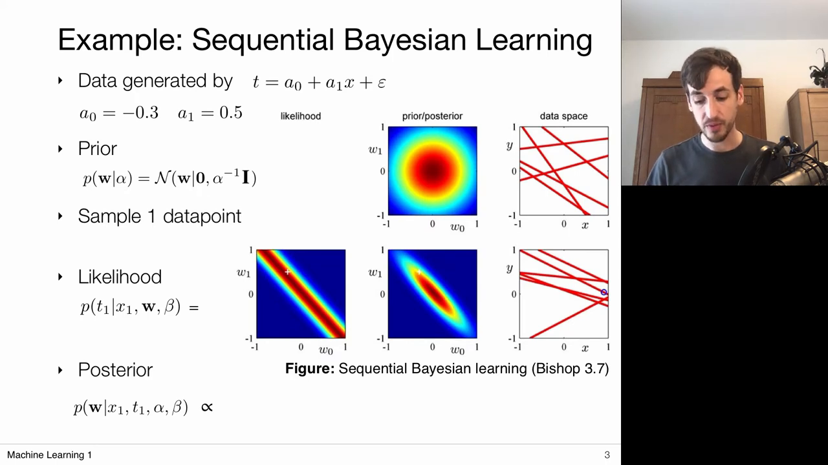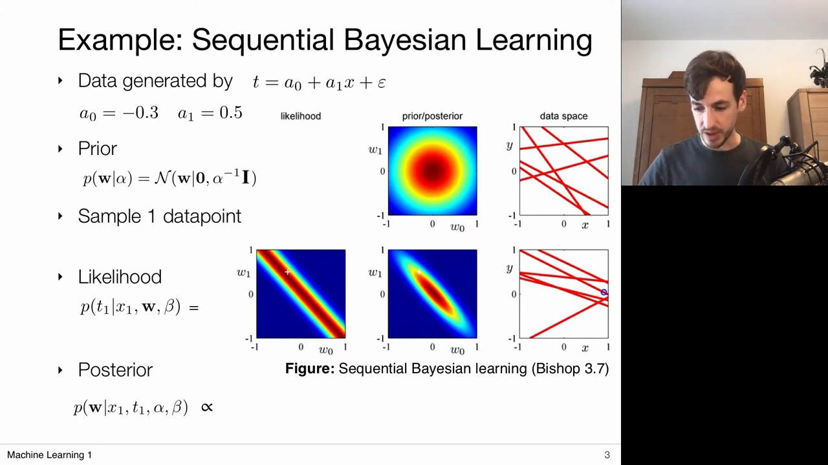And then we have a prior. Initially, we assumed it to be Gaussian distributed around zero with some variance. So this is a visualization of the prior distribution for my weights W1. And red means it's very probable or very likely that my weights are going to take on these values. Okay, so this is before having observed anything.